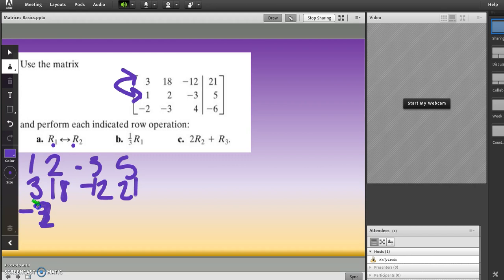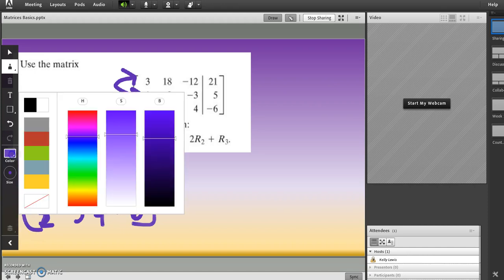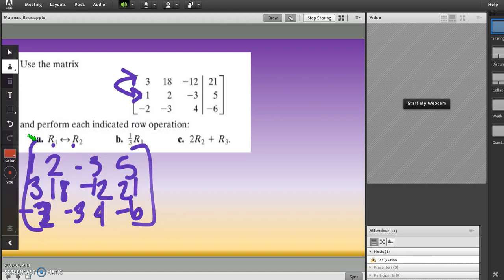Oops, 2, 3. It would help if I could write straight. All right, B. We're going to take row 1 and multiply by 1/3. So 3 times 1/3 is 1. 18 times 1/3 is 6. -12 times 1/3 is -4. 21 times 1/3 is 7.